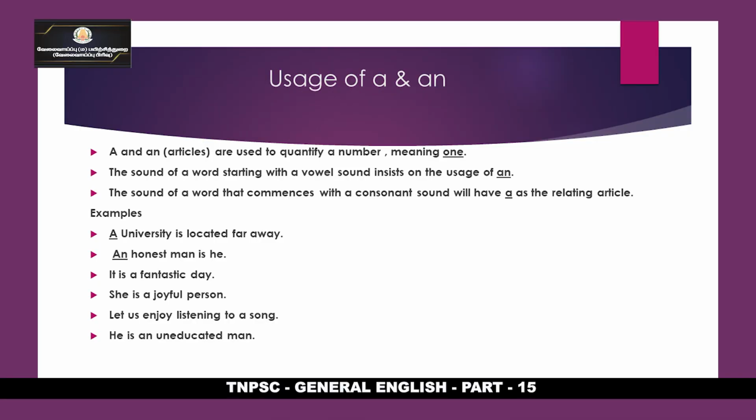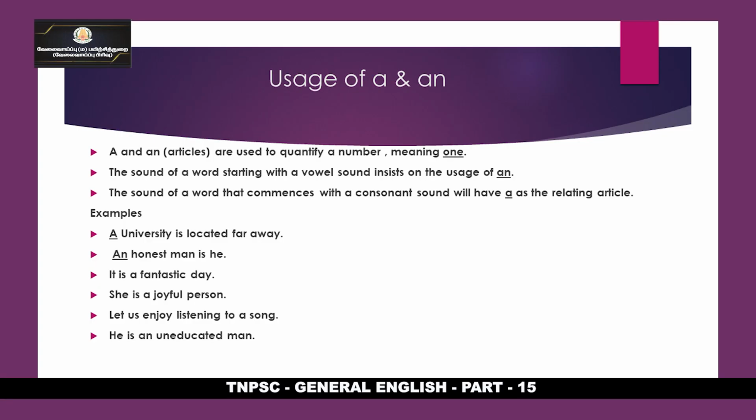It is a fantastic day. A, because F is of course a consonant. She is a joyful person. J again is a consonant sound. Let us enjoy listening to a song. S again a consonant. He is an uneducated man. Un is said as in umbrella, so therefore you insert an. So remember, the sound should be a vowel sound if you want to insert an before it, and it should be a consonant sound for inserting the article a.